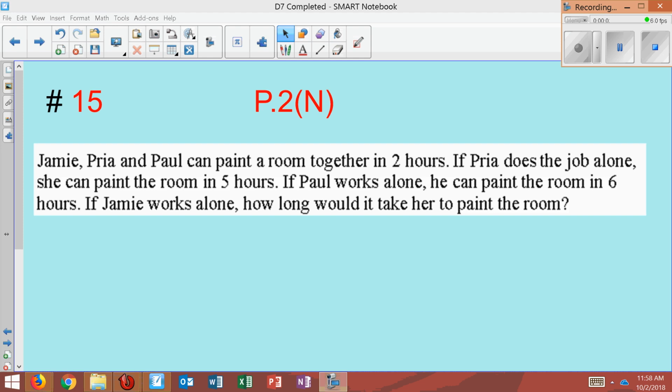Number 15. Jamie, Priya, and Paul can paint a room together in 2 hours. Priya does the job alone. She can paint the room in 5 hours. If Paul works alone, he can paint the room in 6 hours. If Jamie works alone, how long would it take her to paint the room?